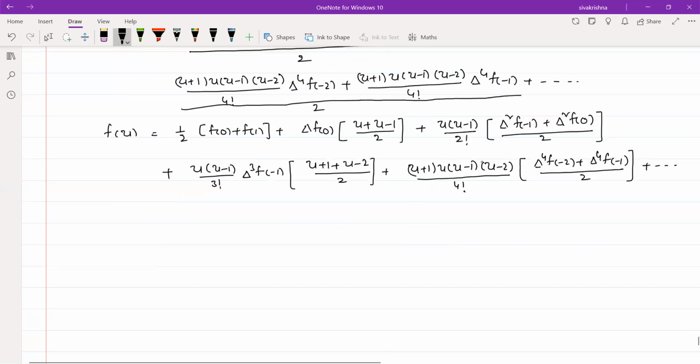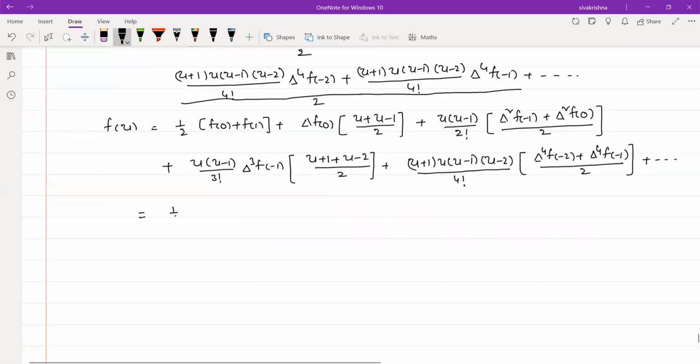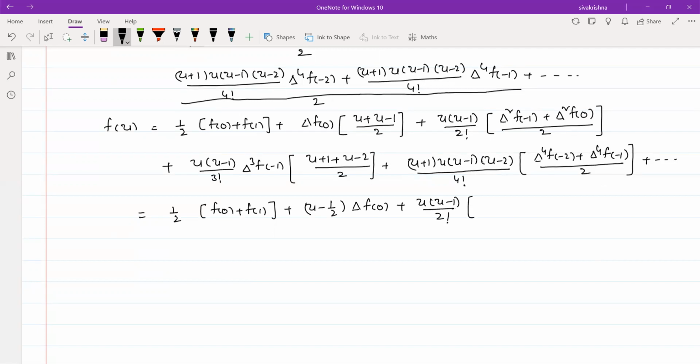Okay, so one more step. This is equal to half into (f of 0 plus f of 1). Coming to the next step, we get u plus u, 2u by 2, which means u minus 1 by 2. So I am writing (u minus 1 by 2) into delta f of 0. After that we write u into (u minus 1) by 2 factorial into, this term remains the same, delta square f of minus 1 plus delta square f of 0, by 2.